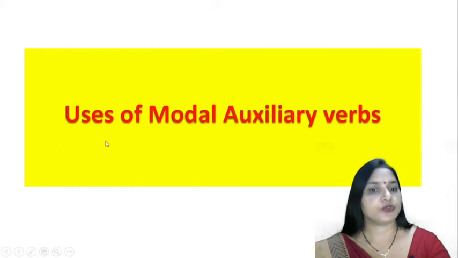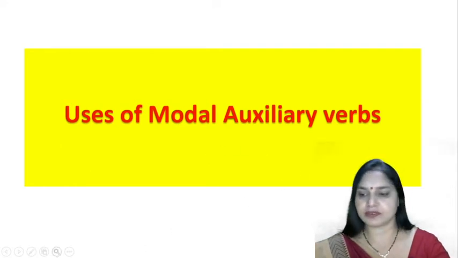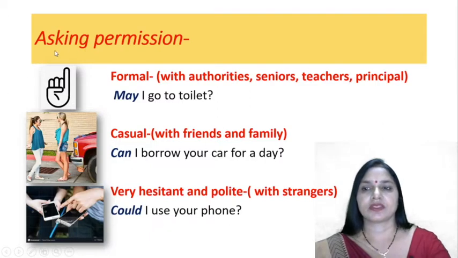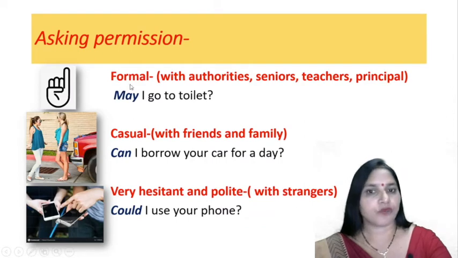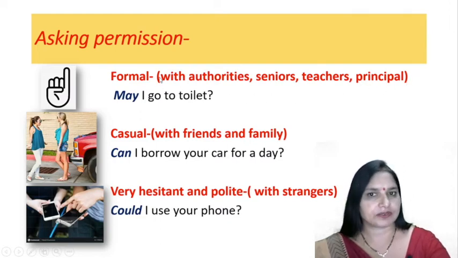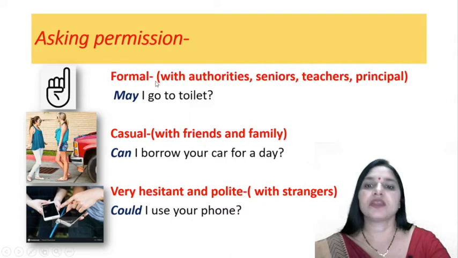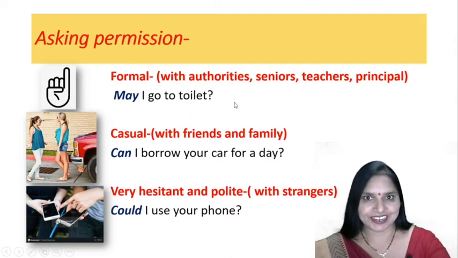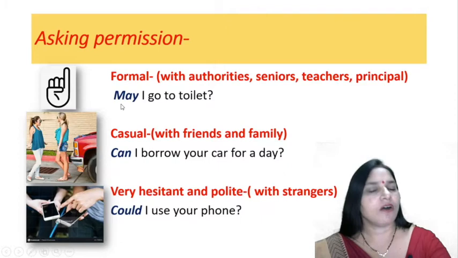Now let us discuss the uses of modal auxiliary verbs. For asking permission. In formal language, that means with authorities, seniors and teachers and principal, we use formal language because we have a formal relationship with them. Then we say, may I go to toilet? This is the sentence with which all of you are familiar. You ask permission of the teacher to go to toilet and use this sentence. This is a formal sentence.